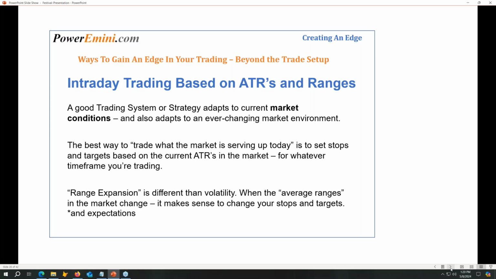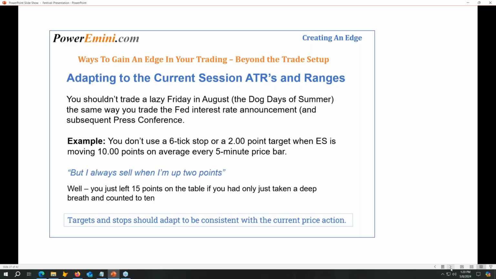So people talk about volatility. I always call it range expansion, right? When the ES is trading in a 4, 5, 6 point range for an hour at lunchtime, that's a lot different than on Fed day, when you're seeing 10, 12, 15 point ranges on 5-minute charts. So it makes sense to adapt your trading to the current session's ATRs and ranges, right?